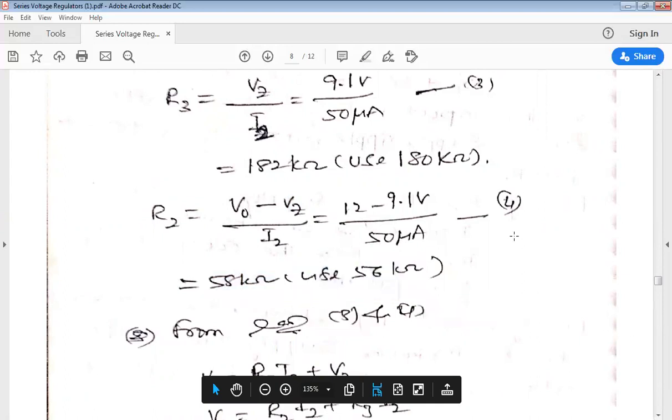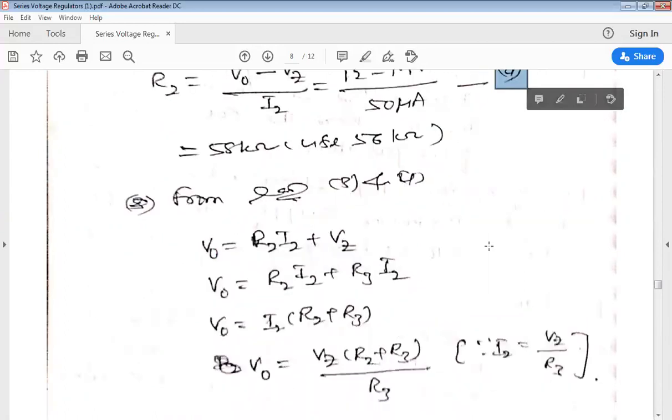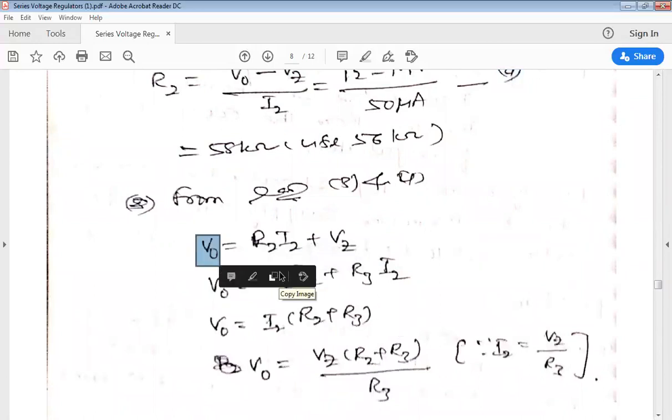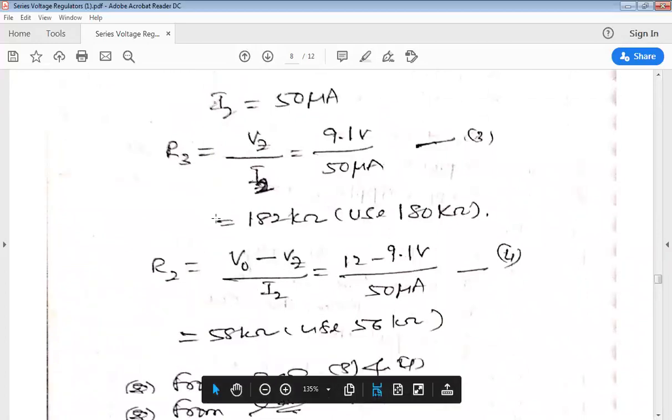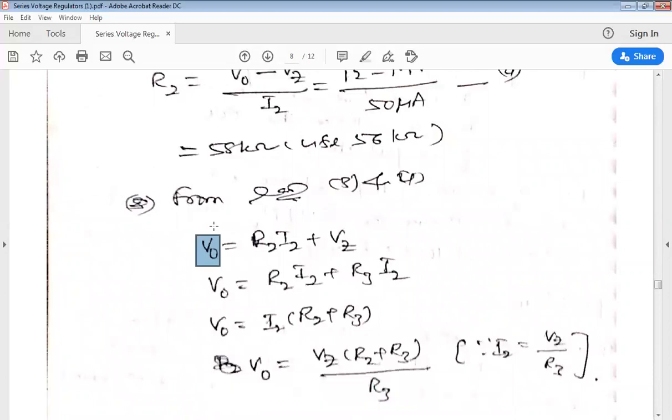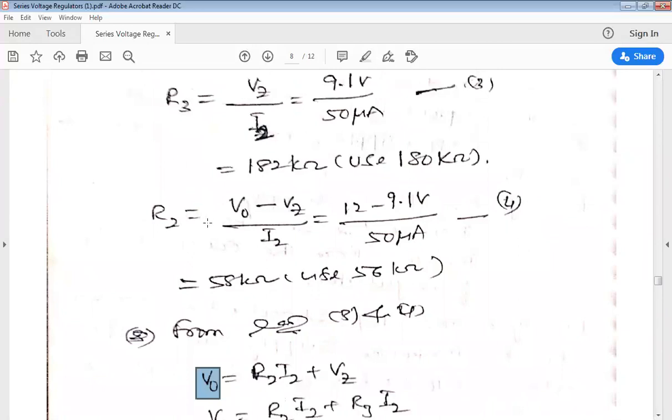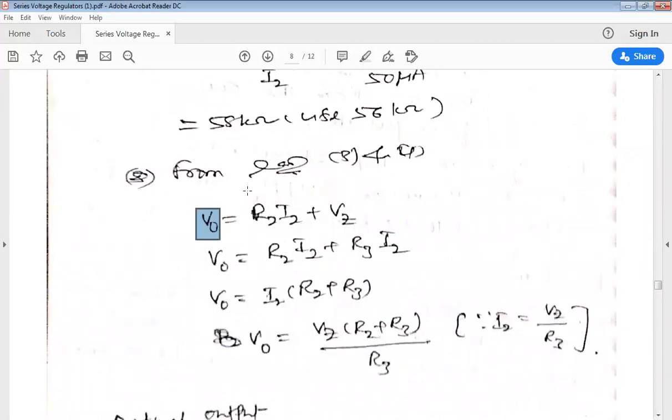From equation 3 and 4, V naught is equal to R2 into I2 plus Vz. That is, V naught is equal to R2 into I2 plus Vz. From equation 3, the value of this one is R3 into I2. So Vz is R3 into I2, and V naught is R2 into I2 plus R3 into I2.